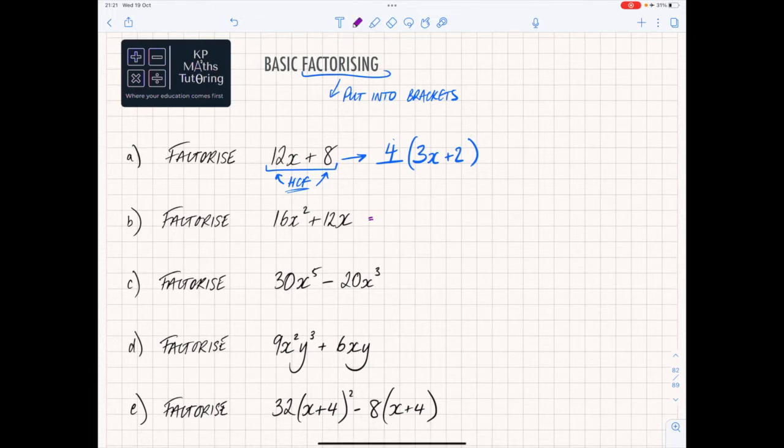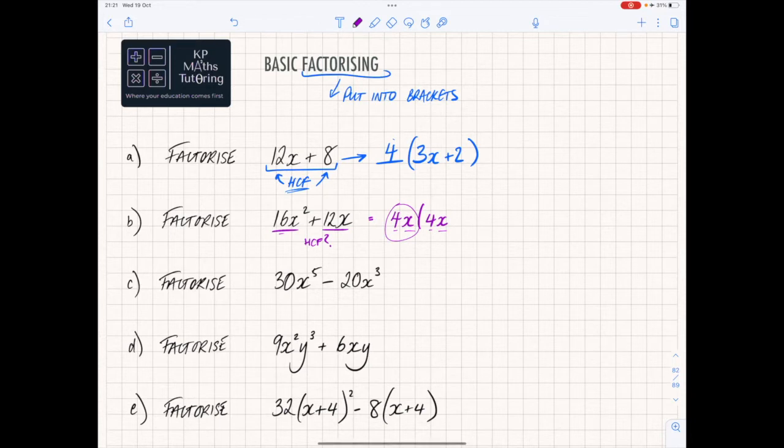So same concept. What is the highest common factor of 12 and 16? So hopefully you can identify that 4 is the highest common factor. But what you notice now is that there is an x in both parts here. So because there is an x in both, the x has to come on the outside as well. How would I then get 4x to 16x squared? Well, I've got to times 4 by 4 to get 16, and to get the x squared, it's got to be multiplied by x as well. So 4 times 4 gives me 16, and x times x gives me the x squared.